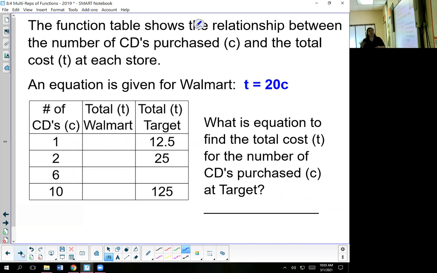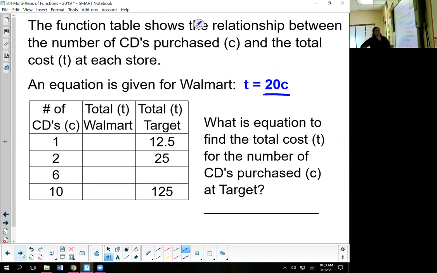So this one was on a merit test in the past. So let's look at this one here. Function table shows the relationship between the number of CDs purchased C and the cost T at each store. Okay, so we have 2 different stores going on. The equation is given for Walmart. So we know Walmart is, to get my total cost, it's 20 times C. So let's fill that in.